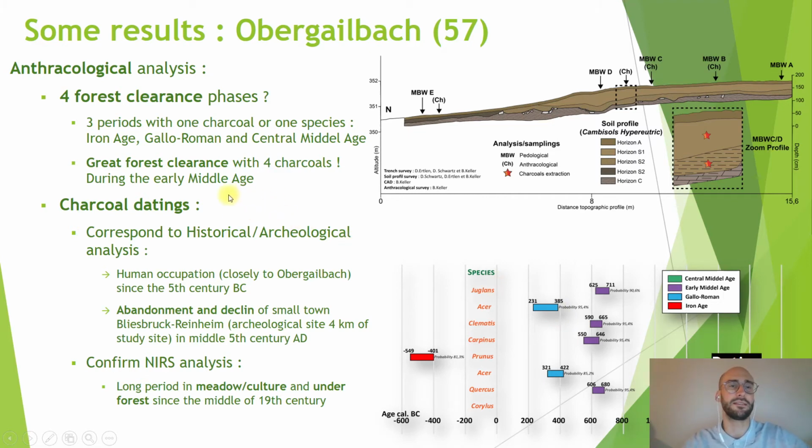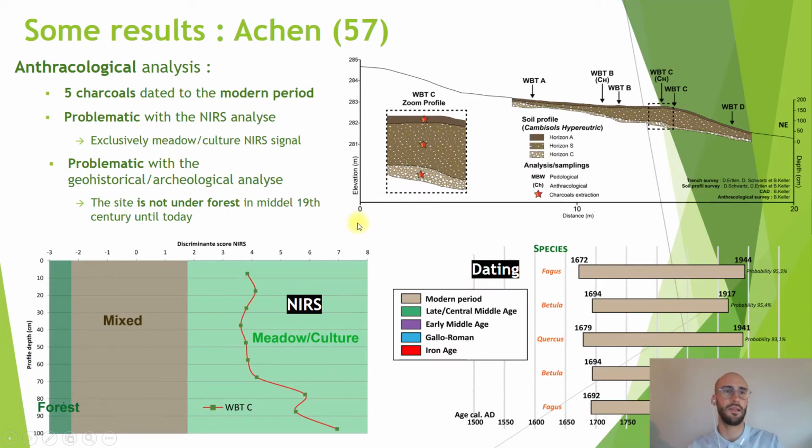is that the comparative analysis between the anthropological and historical data seems to correspond. In fact, the archaeological site of Bilsbrück-Rheinheim, 4 kilometers from Obergelbe, was occupied from the 5th century BC. Then the village declined in the 5th century AD. The NIRS analysis also confirmed this trend, as the site appears to have been grassland for a long period. So it's very interesting.